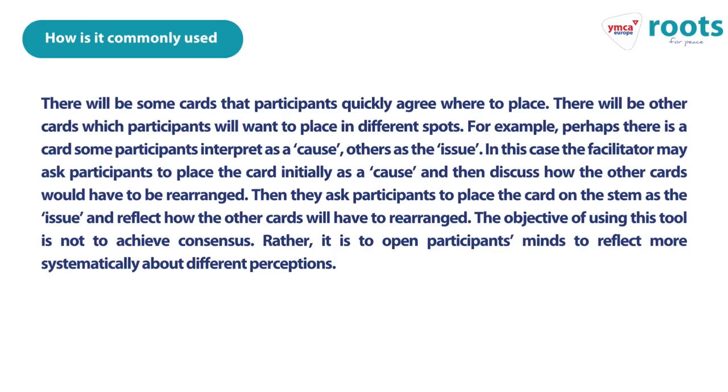For example, perhaps there is a card some participants interpret as a cause, others as the issue. In this case, the facilitator may ask participants to place the card initially as a cause, and then discuss how the other cards would have to be rearranged. Then they ask participants to place the card on the stem as the issue and reflect how the other cards will have to be rearranged. The objective of using this tool is not to achieve consensus. Rather, it is to open participants' minds to reflect more systematically about different perceptions.